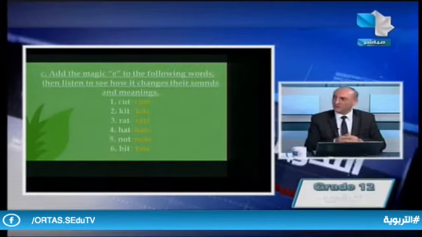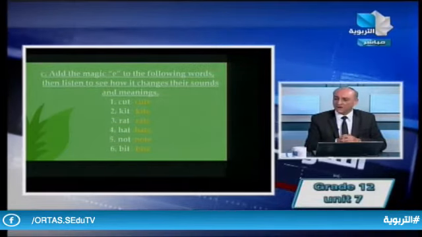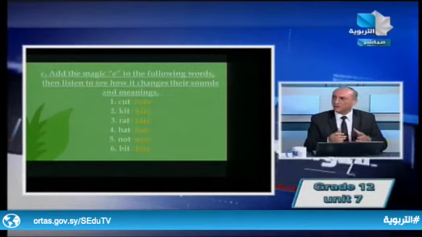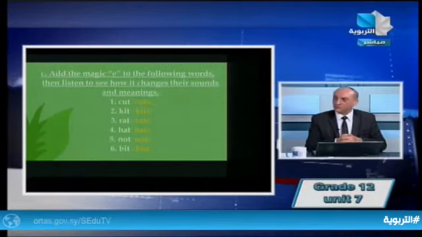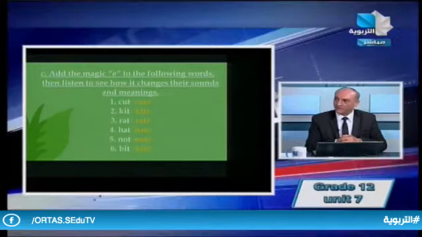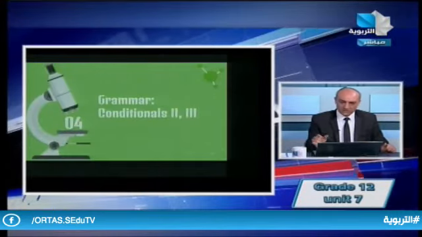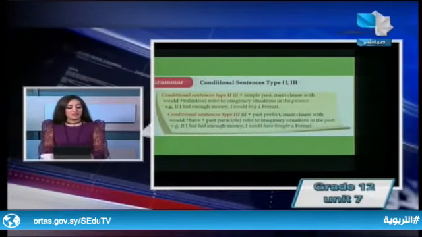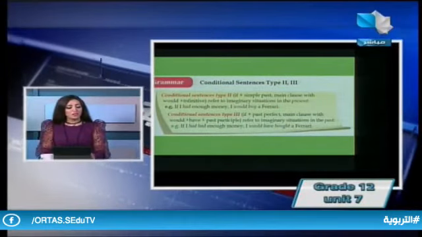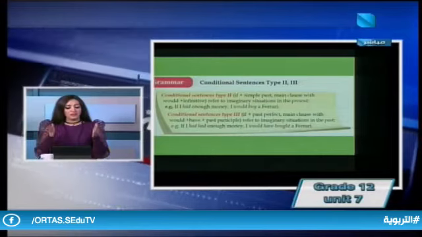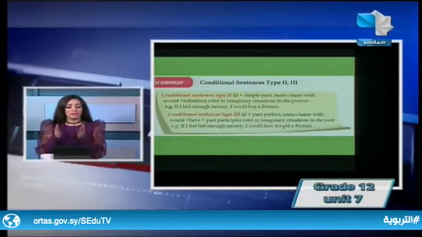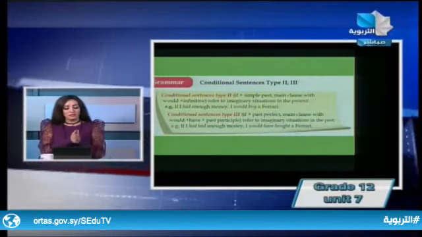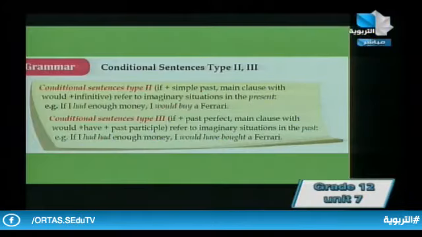Now we have another title, Miss Lucia, which is grammar. When we talk about grammar, we have a very important topic here: conditionals type 2 and conditionals type 3. So please, let's start with grammar. If we start with conditional sentences type 2, of course here we start with the form. The form is if plus simple past, main clause with would plus the infinitive.